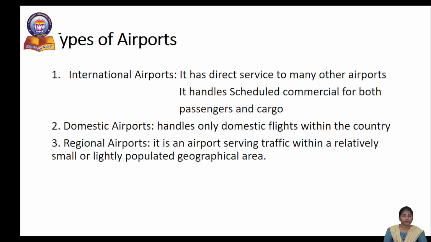So what are the different types of airports? In general we have three types of airports: international airports, domestic airports and regional airports. International airports provide direct service to many other airports and handle scheduled commercial traffic for both passengers and cargo. They provide facilities for international transportation also. Domestic airports handle only domestic flights within the country. A regional airport is an airport serving traffic within a relatively small or lightly populated geographical area.